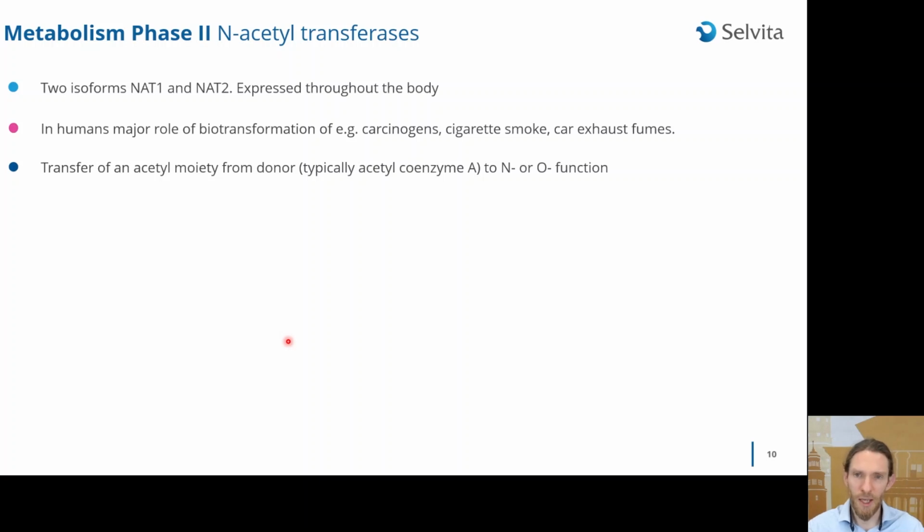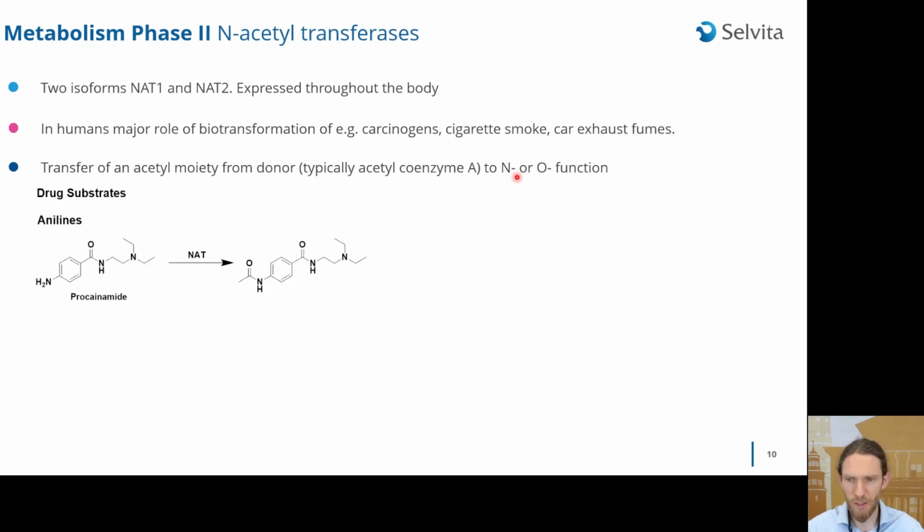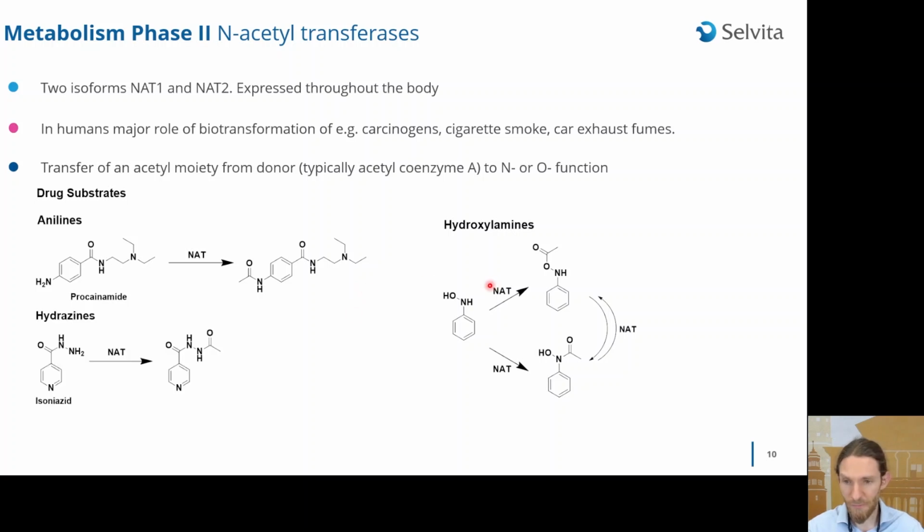Now let's move to the N-acetyltransferases. We have two isoforms, NAT1 and NAT2. They are expressed throughout the body. They play a major role in biotransformation of carcinogens, cigarette smoke, car exhaust fumes. And self-explanatory, they transfer an acetyl moiety from a donor, typically acetyl-coenzyme A, to a nitrogen or oxygen function. Drug substrates are anilines, like procainamide, hydroxylamines, and hydrazines.